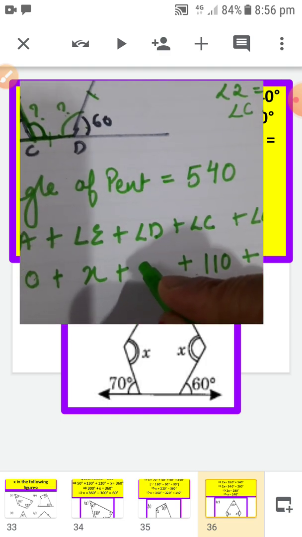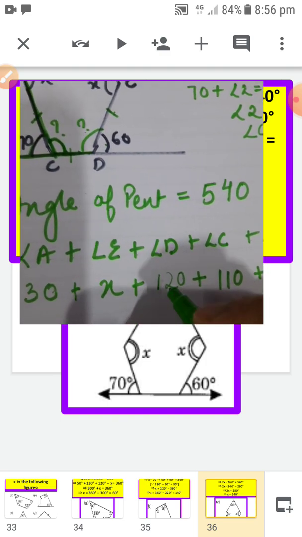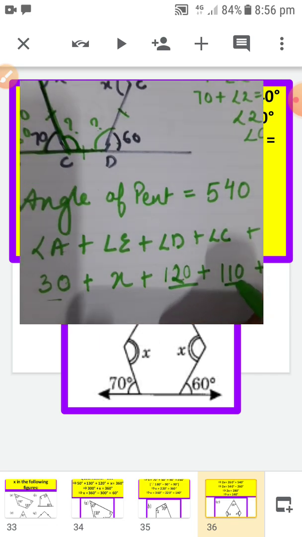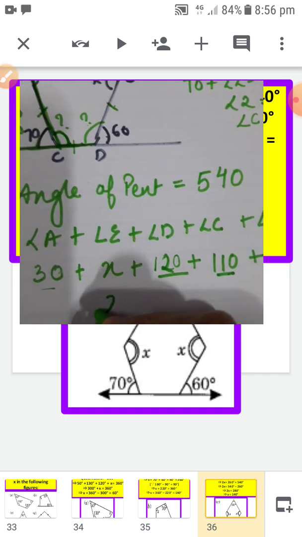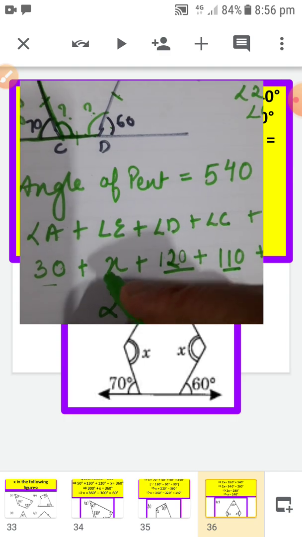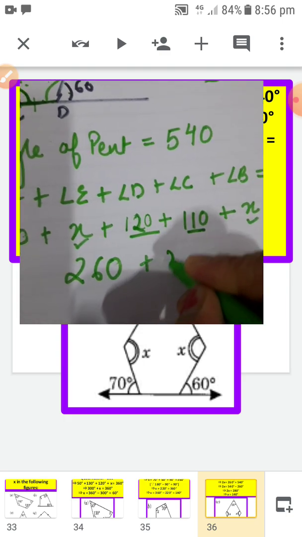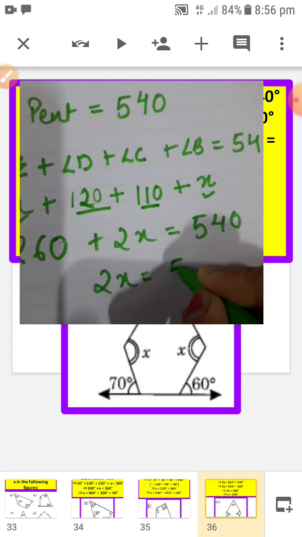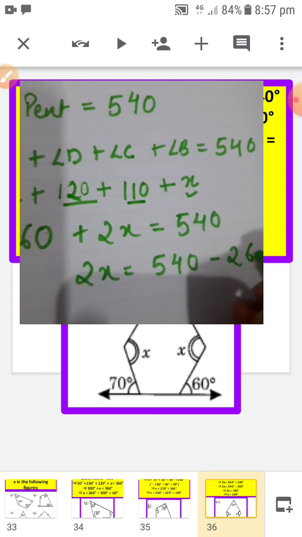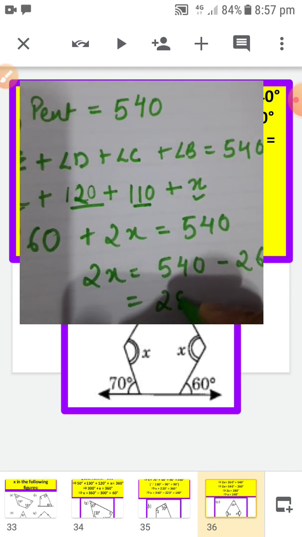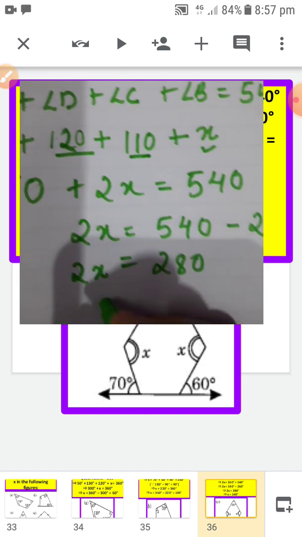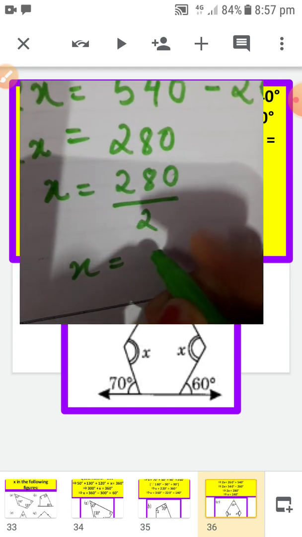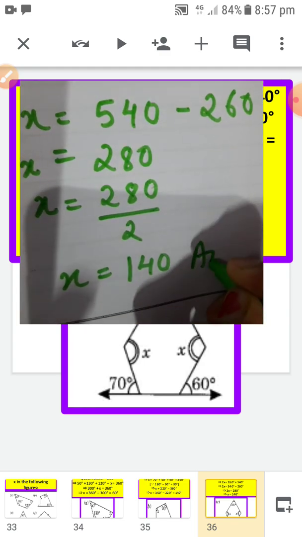Okay, so put this 120 here. Now 30 plus 120 plus 110 gives you 260 together. So this x and this x gives you 2x. So you are having 540 here. So 2x remains here. 540 minus 260 gives you 280 equal to 2x. So x remains here. This 280 divided by 2, x equal to 140. So this will be your answer.